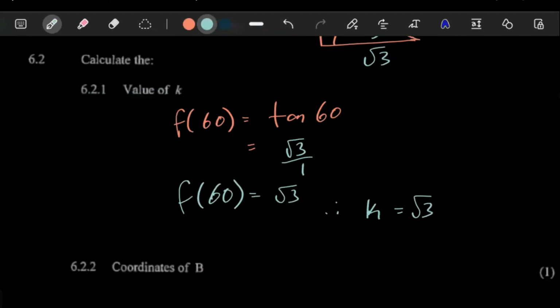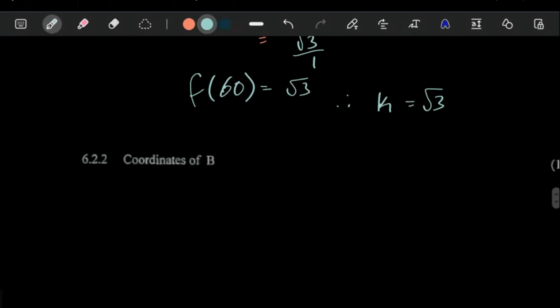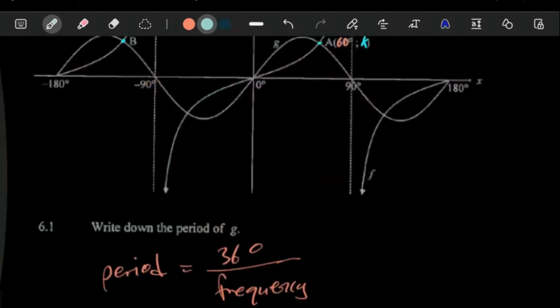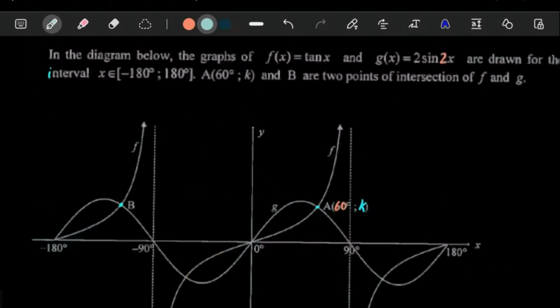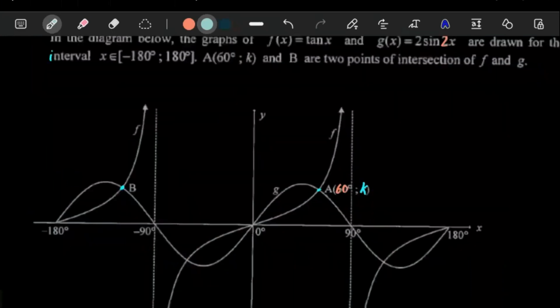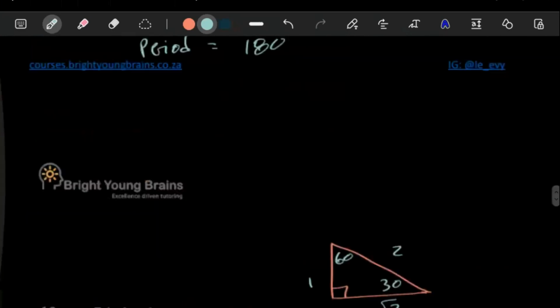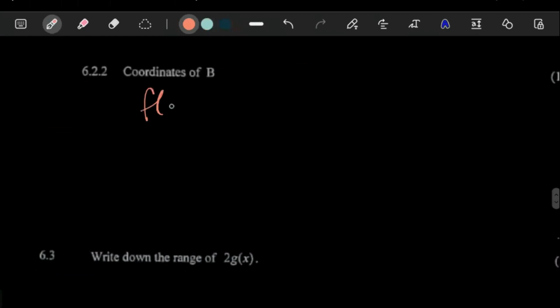So let's keep moving forward. The next question is asking us for the coordinates of B. Getting the coordinates of B shouldn't be too bad. Funny enough, it looks as though the y value of A and B are the same. The reason is that this image here is repeating over there. So with a k value of square root of 3, we can expect the same for B. It means we can take any of our equations and make them equal to square root of 3. I want to take the equation of tan. So tan x, where is it equal to square root of 3?